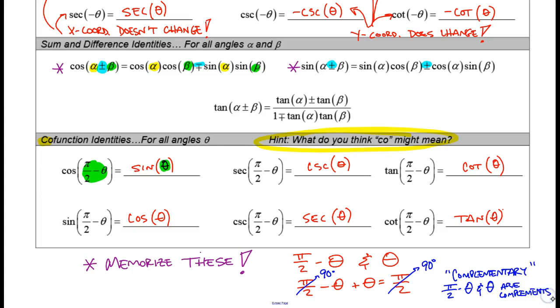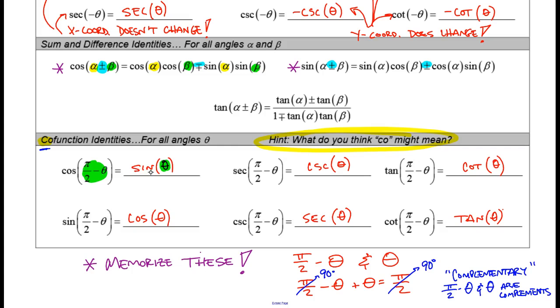And in a geometric sense, that means those two angles add up to 90 degrees, or pi over 2 radians. So where does the co come from in cofunction identities? It comes from the fact that pi over 2 minus theta and theta are complements. All right, folks, that's it for page 1. Let's take a quick look at page 2.